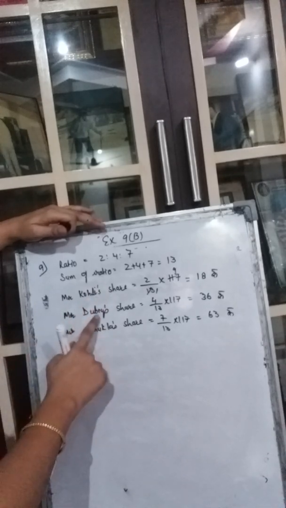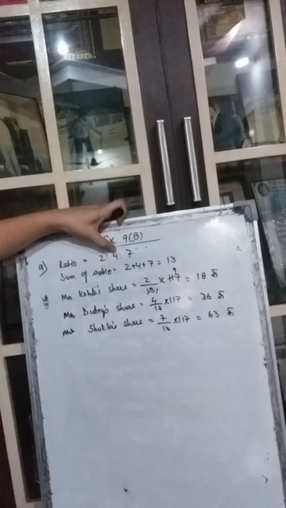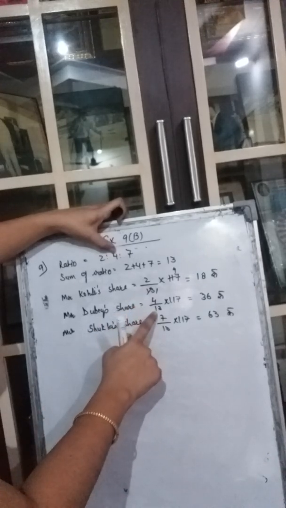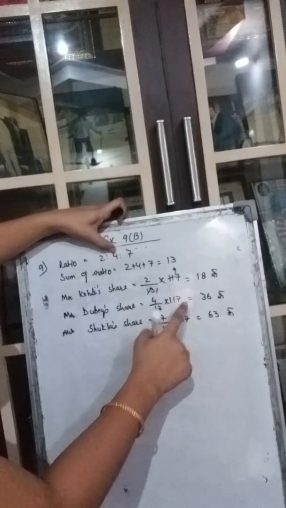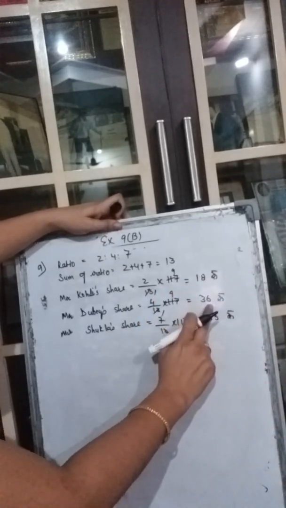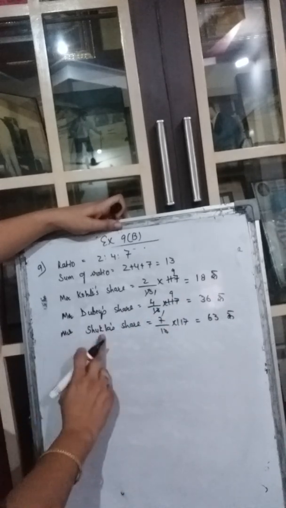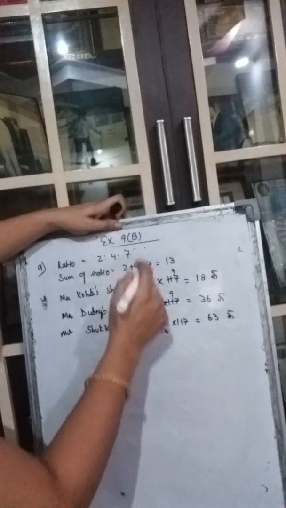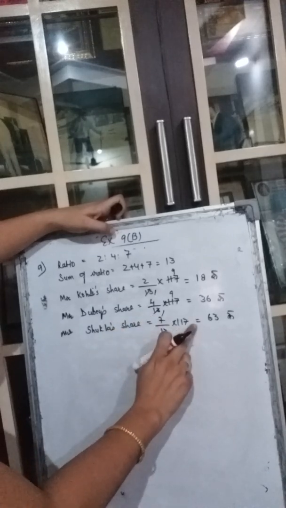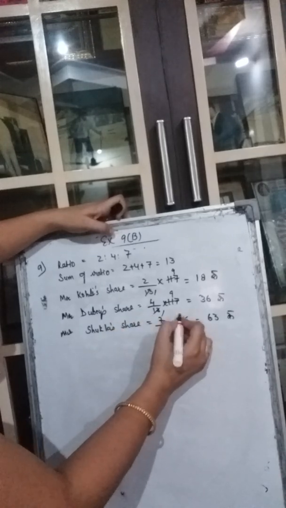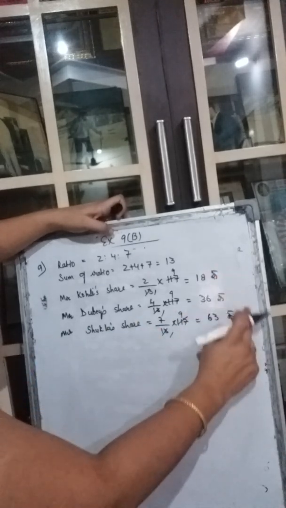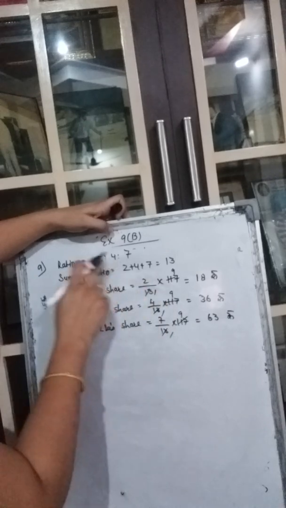Now Mr. Dubey. Mr. Dubey's share ratio was 4. So his ratio upon the sum of the ratio into 117. So it will be 13 ones are, 13 nines are, 4 nines are 36 rupees. And Mr. Shukla's share is equal to, Mr. Shukla's ratio is 7. 7 upon 13 into 117. So 13 ones are and 13 nines are. So 9 sevens are 63 rupees. You can add these 3 and you will find the total is 117.